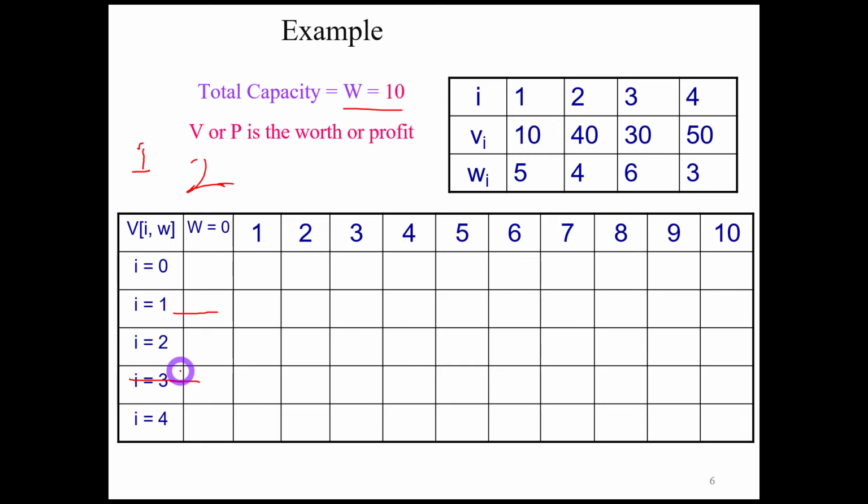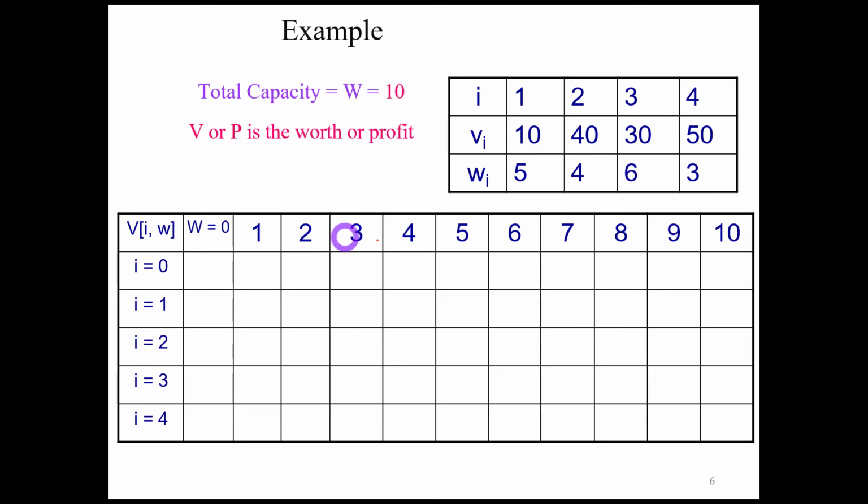Now let's start solving it. So you have understood the two main points. These columns are the allowed weights and these rows are for the allowed items. And the value we will be writing in these boxes will be the worth or the profit, the V, for each item.